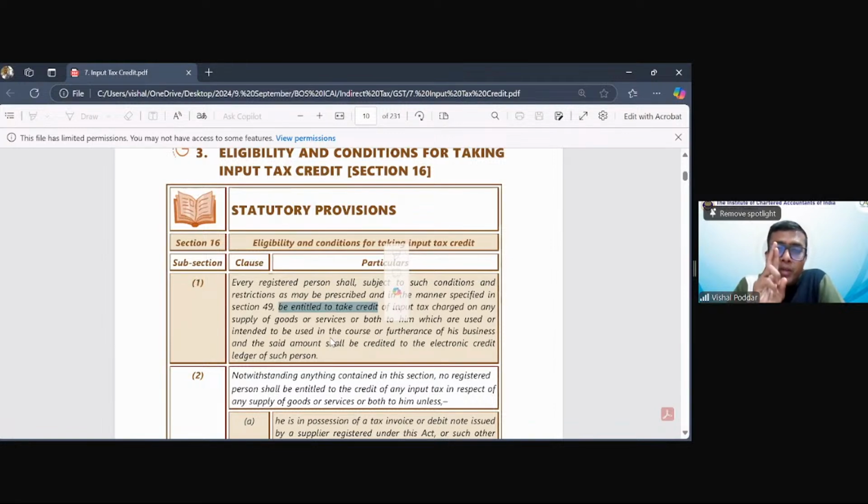The second step is whatever credit you have taken, now you have to utilize the credit. How to utilize, that is the next part that we'll study later on. But the first step is you can take the credit.